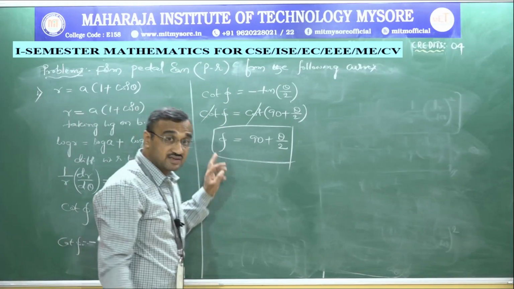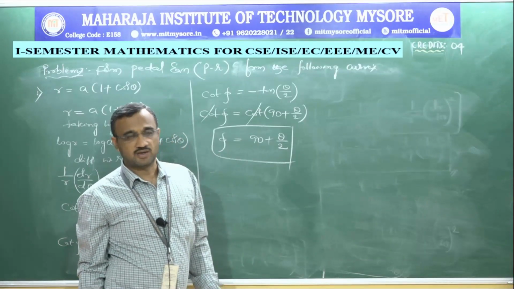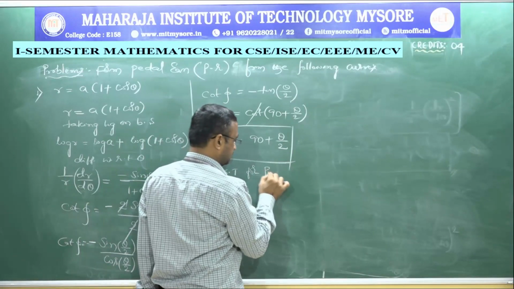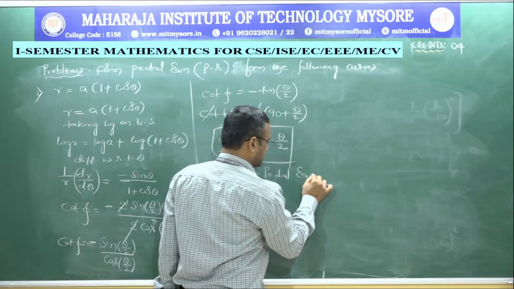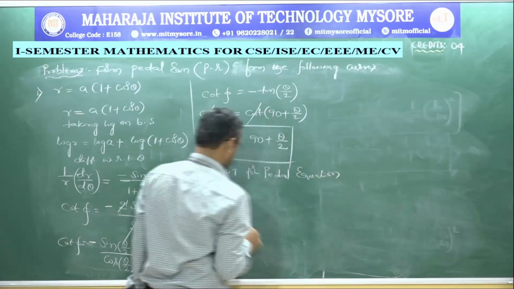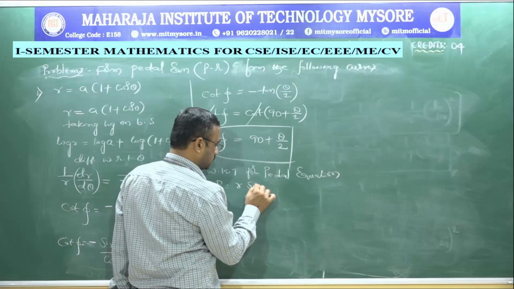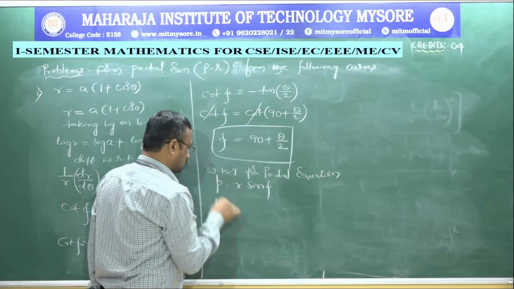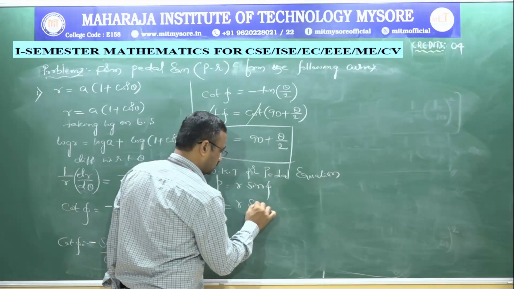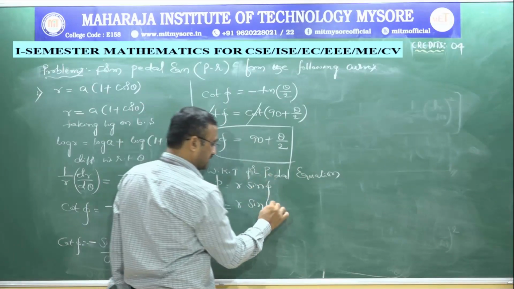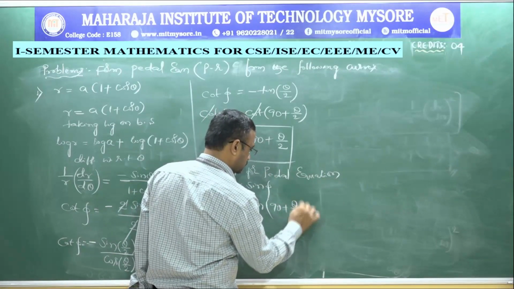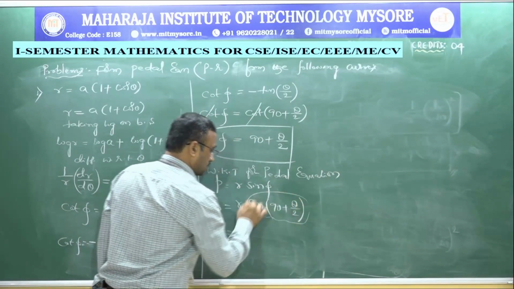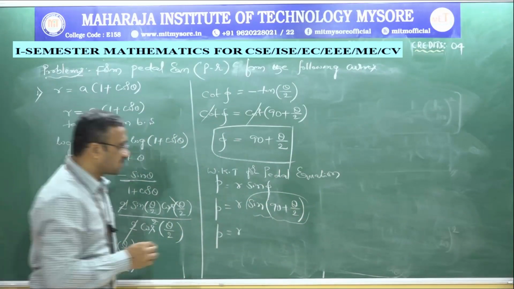For the pedal equation, once you get the value of phi, use the pedal equation formula. We know that for the pedal equation, p equal to r into sine phi. Then p should be equal to r into sine of the phi value, which you write here, 90 plus theta by 2. Now we get p equal to r into, what is the value of this? Sin of 90 plus theta by 2 is cos theta by 2.